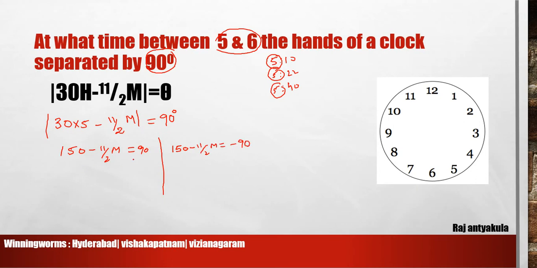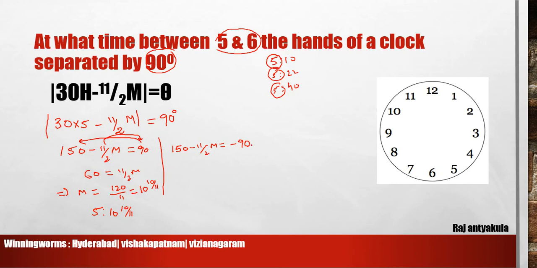On simplification, what will you get? If you take 11 by 2m to the right hand side, it will become positive. So 11 by 2m. Bring this 90 to the left hand side; plus 90 will become minus 90. 150 minus 90 is 60. This implies m is equal to 120 by 11, which is equal to 10 10 by 11. At 5:10 10 by 11, the angle is 90 degrees.